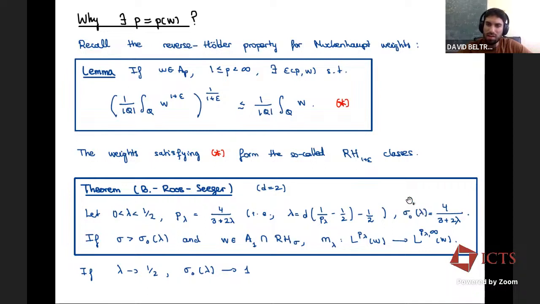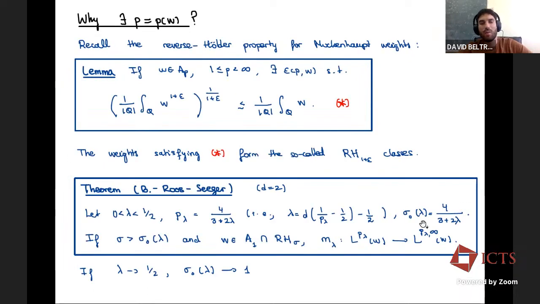Observe what happens to this threshold sigma 0 when lambda goes to 1/2. Remember 1/2 is the critical index for P equal 1. So when lambda gets to 1/2, this goes to 4/3 plus 2 times 1/2, and sigma goes to 1. So when we have a weight in A1, the previous lemma tells us that it is also in some reverse Hölder class, 1 plus epsilon. Because of this convergence to 1, we can always find lambda close enough to 1/2 such that the weight self-improves to that sigma, and that's how we can go to the previous result. Due to this limiting argument, where the threshold goes to 1, it is quite important to get the right sigma 0.